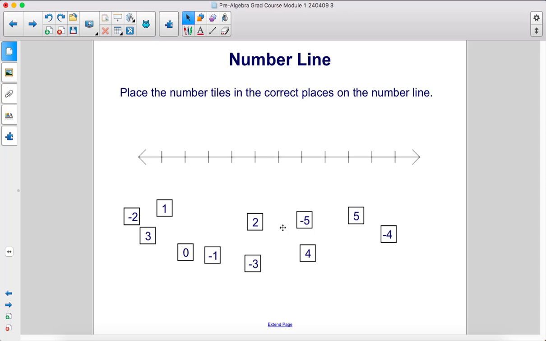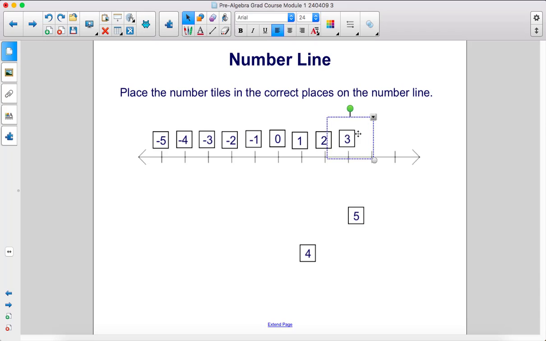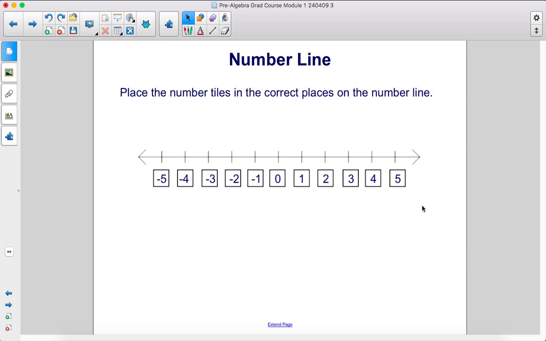Place the number tiles in the correct places on the number line. All right, so -5 is the smallest number we have, so I'll start there. Then we add 1, get to -4, add another one, get to -3, add 1. By add 1, I mean move one place to the right on the number line. -2, -1, then we're at 0, the origin. Then we add 1. 1 plus 1 is 2, 2 plus 1 is 3, 4, and 5. And here is the solution.